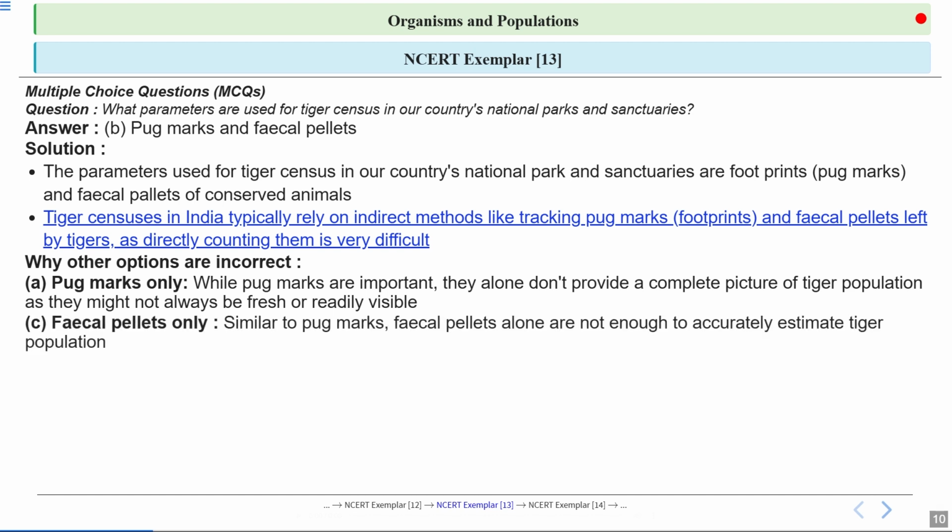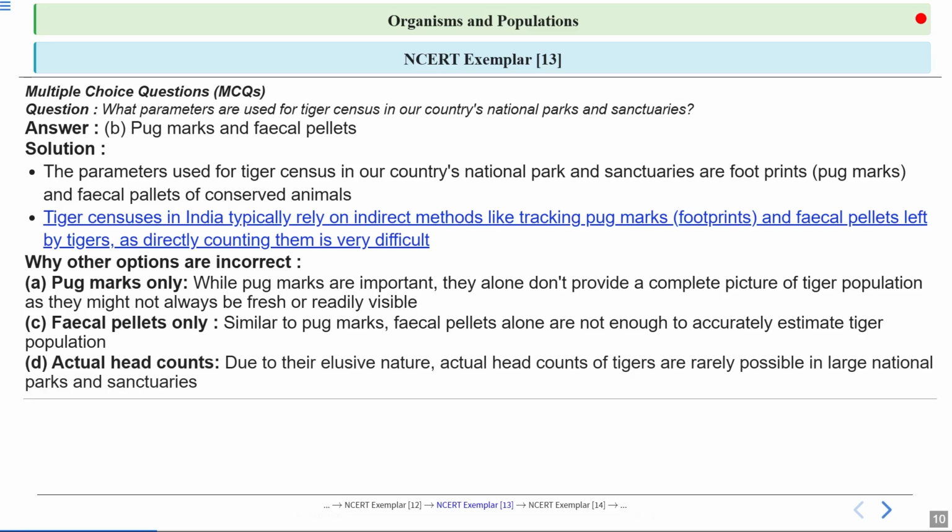Next one, fecal pellets only. Similarly, using only fecal pellets isn't enough. Droppings can be old or might belong to other animals, making it hard to be sure how many tigers are really present. Finally, actual head counts are rarely possible because tigers are shy and avoid people, especially in large, dense forest.